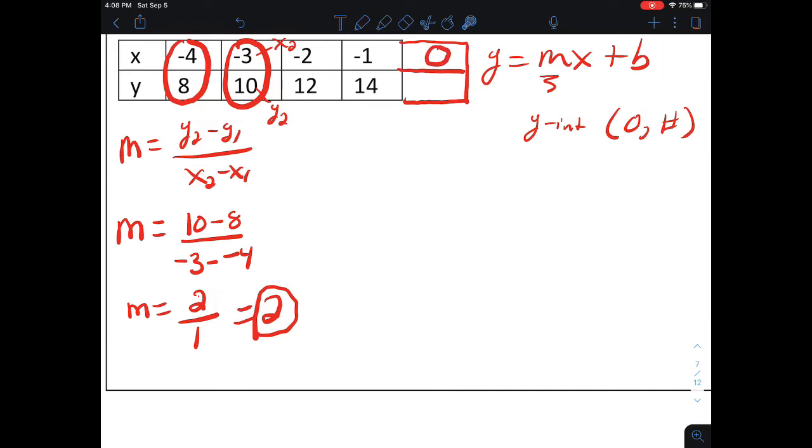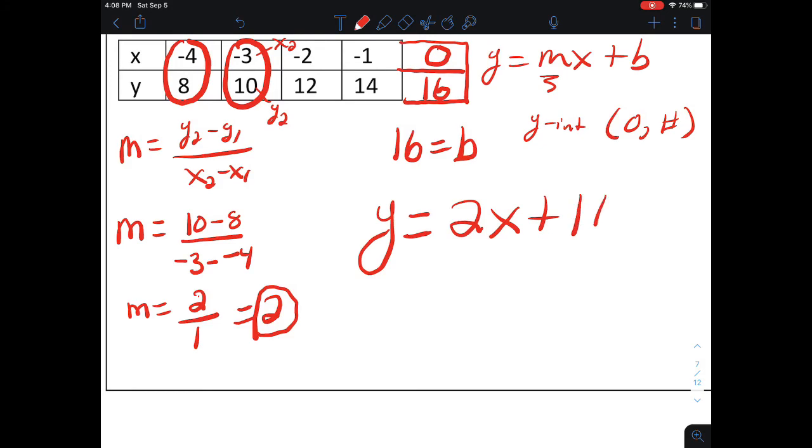And so all I would need to do is copy the pattern for the y's, and I'd have my y-intercept for b. 8, 10, 12, 14, we're adding 2 each time. I got 16. So 16 is equal to b. So the equation of this line would be y equals 2x plus 16.